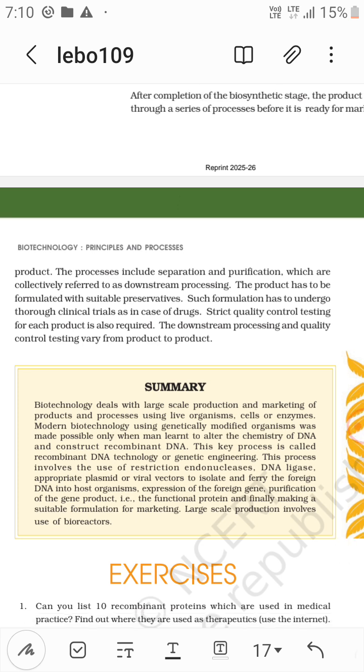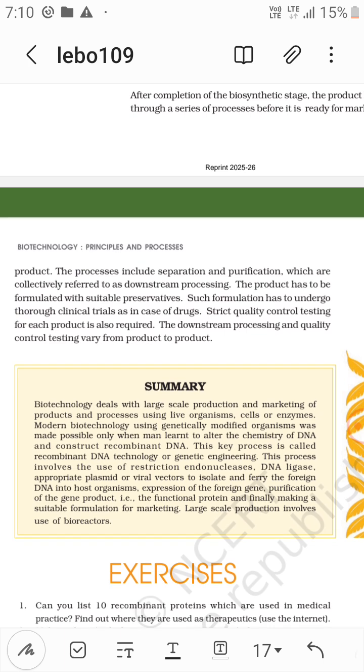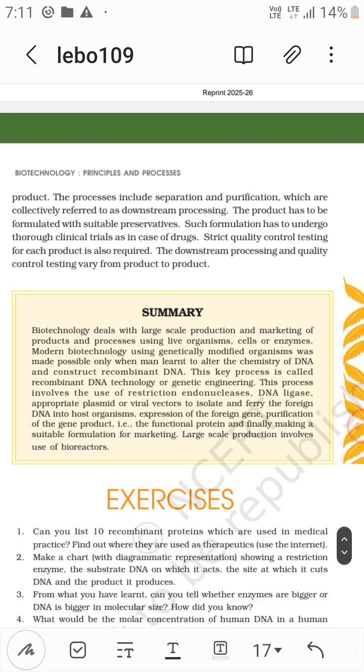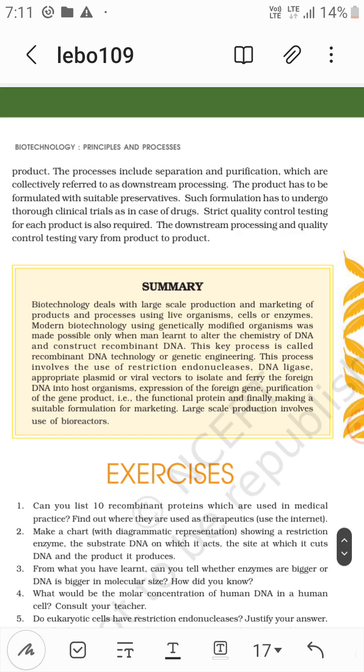The product has to be formulated with suitable preservatives. Each formulation has to undergo clinical trials, as in the case of drugs. Strict quality control testing for each product is also required. The downstream processing and quality control testing vary from product to product.